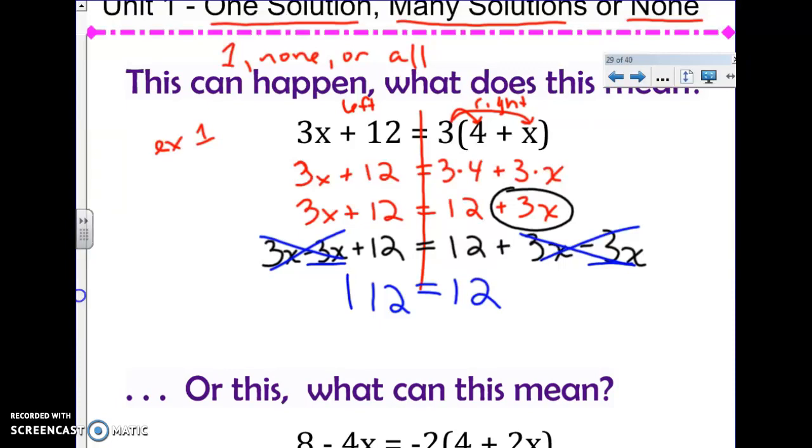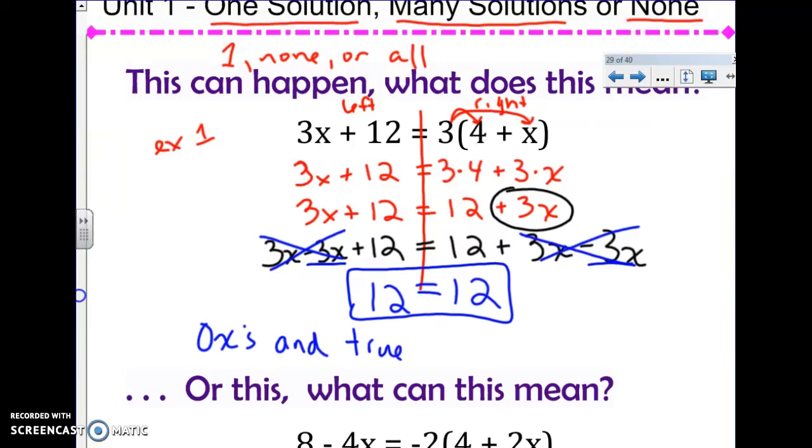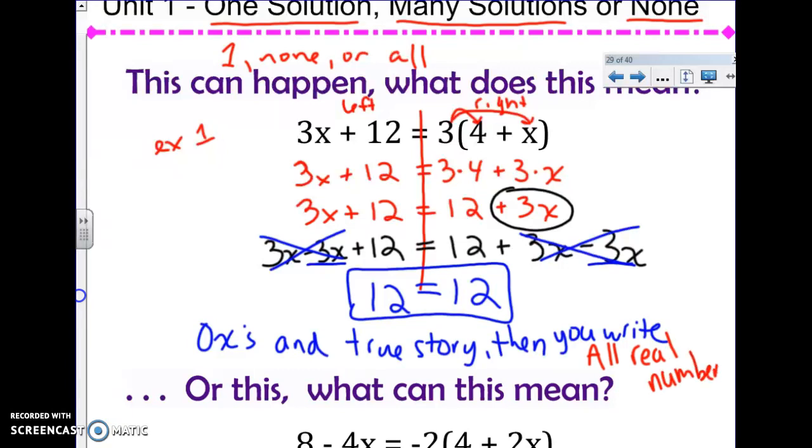When you get to the end and you have 0 x's, and it's a true statement, then you write all real numbers. So you ask yourself, does 12 equal 12? And if that's true, then you write all real numbers. The truth is that any number you can possibly think of will make this work.